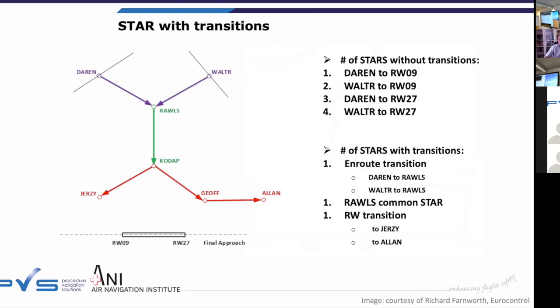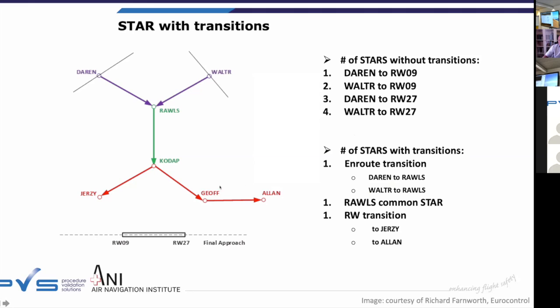Let's look at the same situation regarding stars, because it's the same concept you have here. We just turned it around. We now have stars, which could be 4 stars without the transition. It would be a star from Darren to runway 09, from Walter to 09, Darren to 7, Walter to 7.